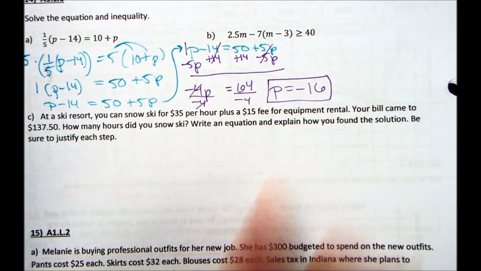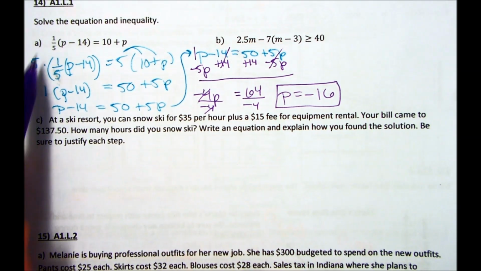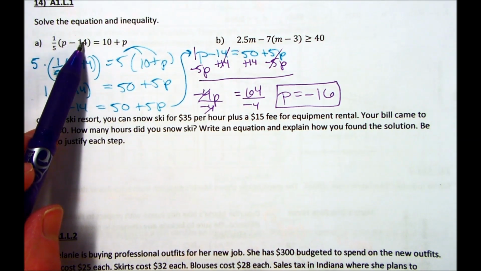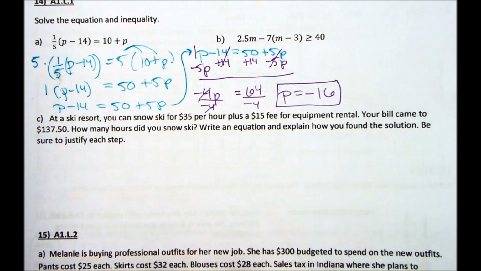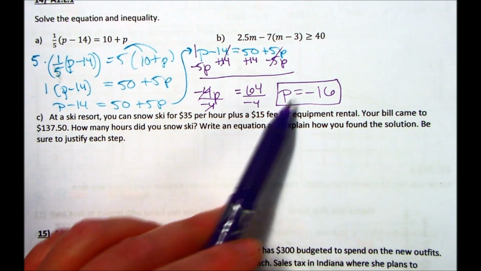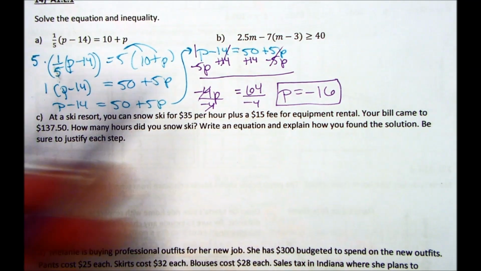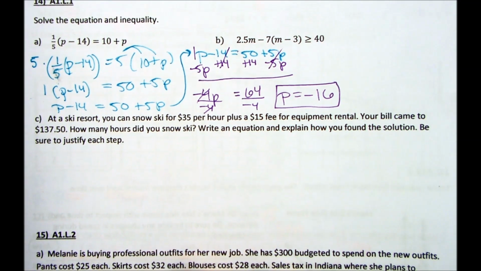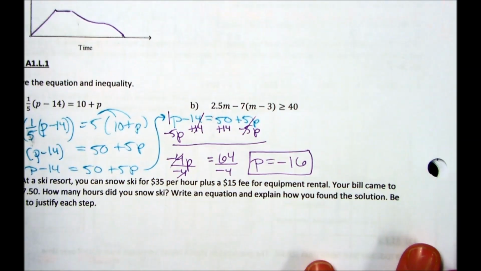And there's our solution. So again, you could have distributed the 1/5 into the equation and then moved the variables and the constants, and you should get the same answer. This is just the method that I chose. All right, moving on to problem B.